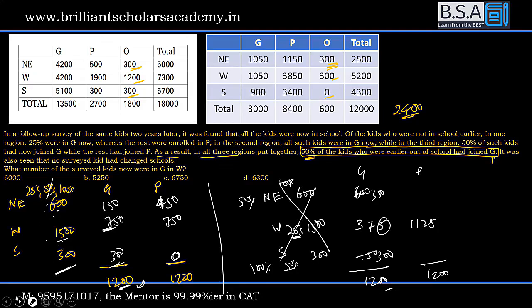25% of people from northeast who are out of school are going to government schools. 50% of the people from west who are out of school are going to government schools, and 100% of people in south who are out of school are going to government schools. Now, what is the question? What is the number of surveyed kids in government school in W? W में कितने बच्चे हैं गवर्नमेंट स्कूल में?